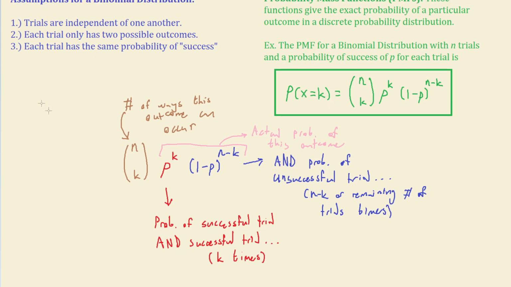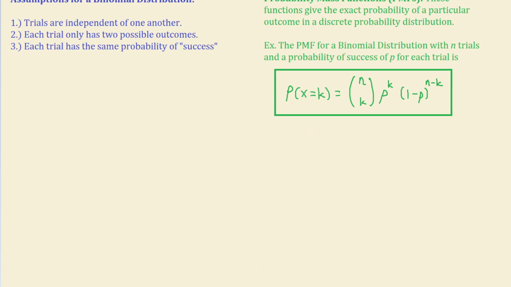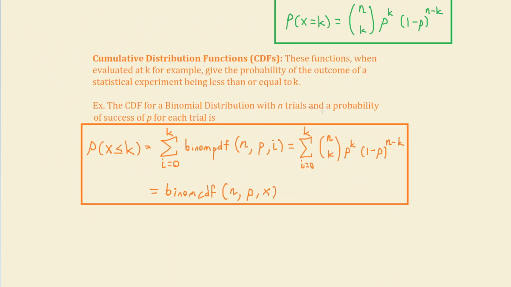So I hope that clears things up and explains why we need to make these assumptions in order to apply this mathematical reasoning. But there's one more thing that's going to be useful, particularly when we're dealing with these types of problems in practice. And that's this notion of a cumulative distribution function. So these functions, when evaluated at k, for example, are going to give the probability of the outcome of a statistical experiment being less than or equal to k. So for example, the cumulative distribution function for a binomial distribution with n trials and a probability of success of p for each trial would be given by the following.